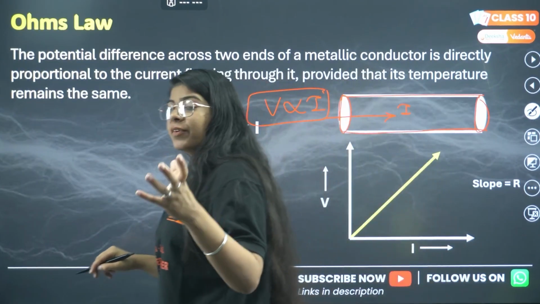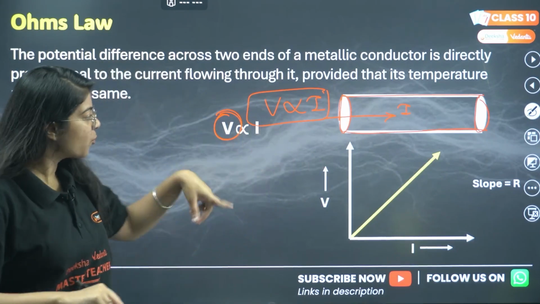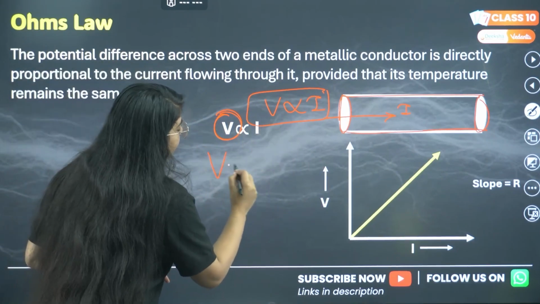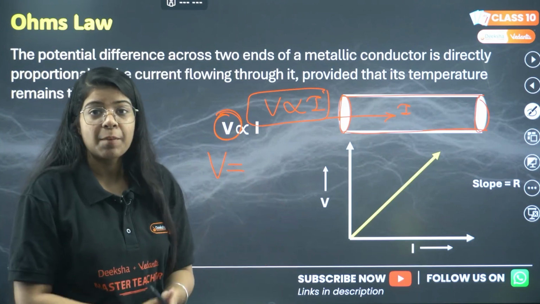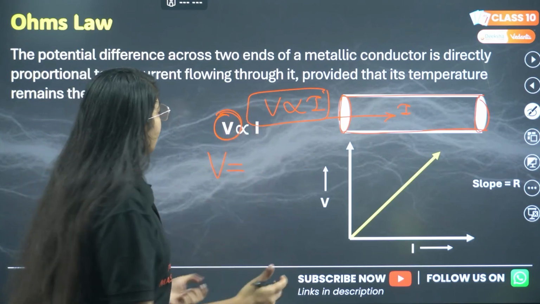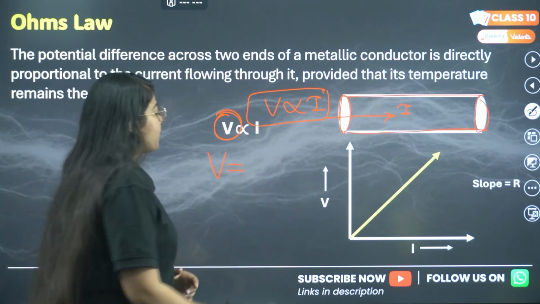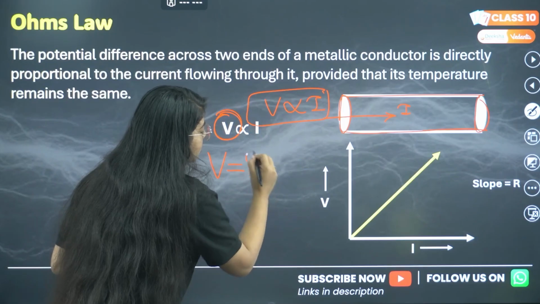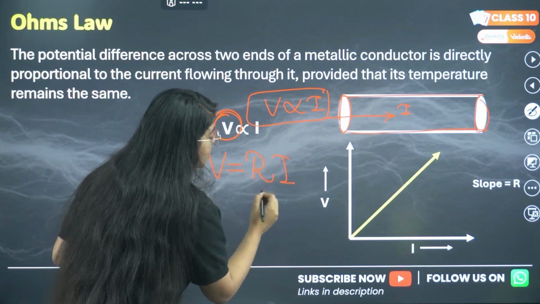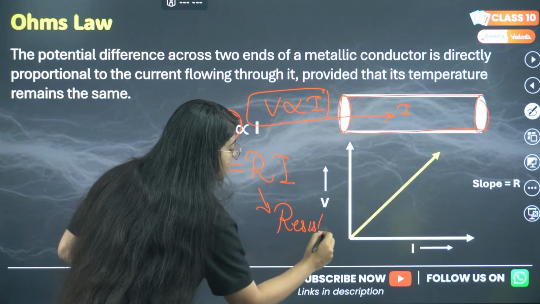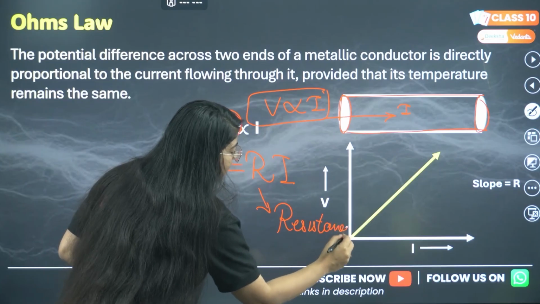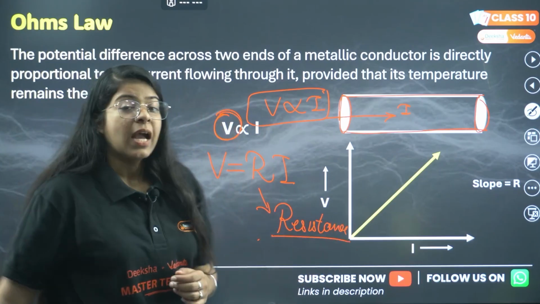And when we remove this directly proportional sign, what comes? V equals to, we know we always apply a constant when we get rid of the directly proportional sign. So that constant here is R, which is resistance. Ma'am, what is resistance? We'll study about that. Wait for a minute.